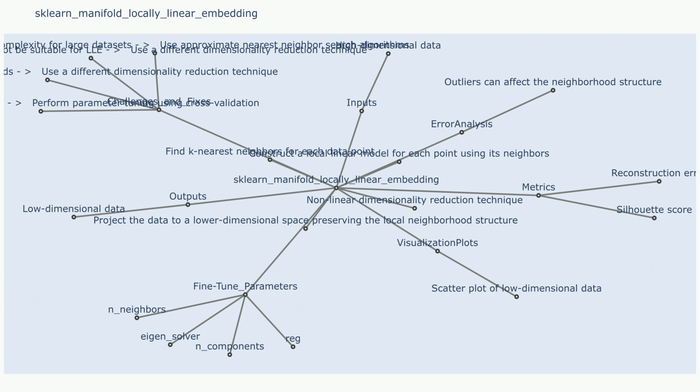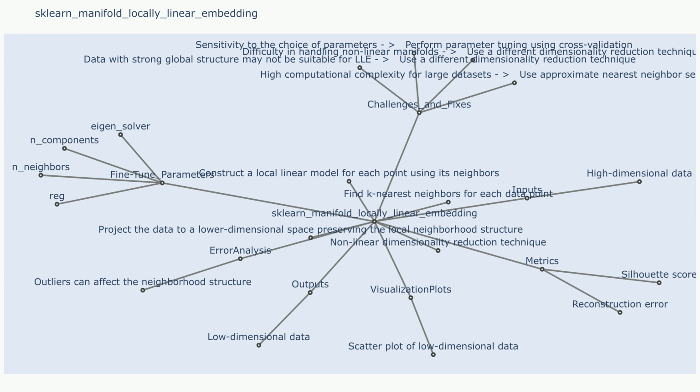Challenge 4: Sensitivity to the choice of parameters. Sample use case: The performance of LLE can be sensitive to the choice of parameters like the number of neighbors and the regularization parameter. Fixes: Carefully tune the parameters using cross-validation or other techniques to find the optimal settings for the specific dataset.